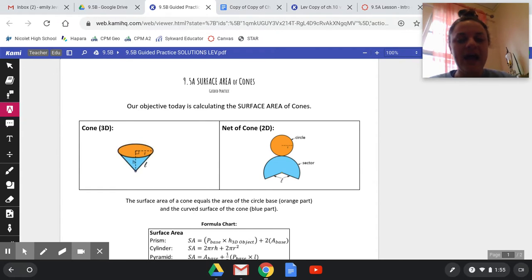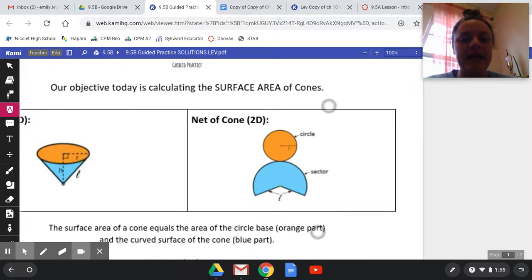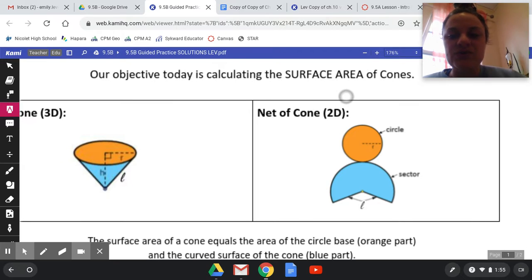Super exciting. Previously, we talked about finding the volume of cones, and today we are going to talk about finding the surface area of cones. When you're finding the surface area, you're thinking about, okay, if I were to take a cone and fully wrap it in wrapping paper, how much would I need? So, the net can be useful here.